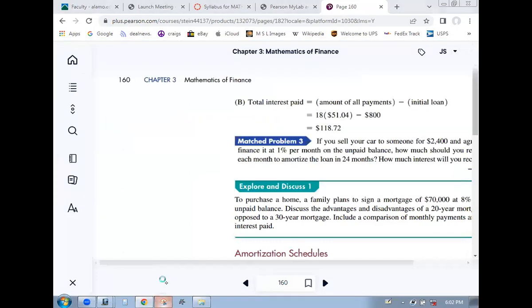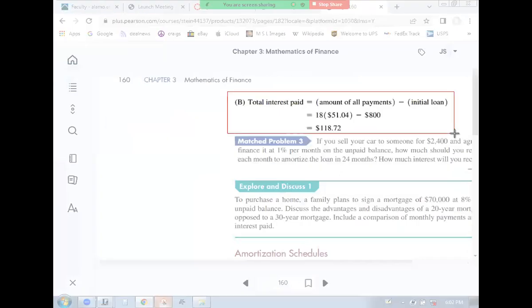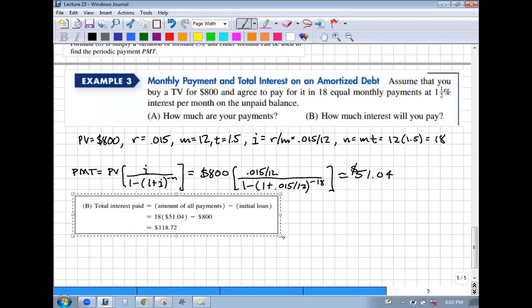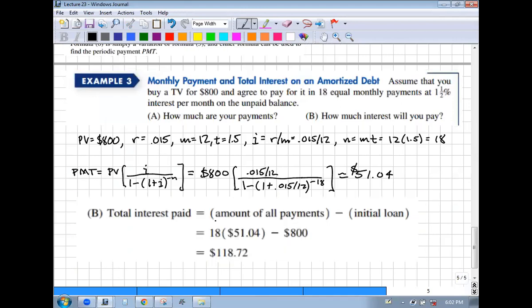So the interest is going to be a simple subtraction, right? All you have to do is take the amount of all the payments and subtract the initial loan, right? The total amount paid minus the loan, and that's going to be your interest. So we made 18 payments of $51.04 on $800. So the difference is 118 bucks. So it's that easy to get the interest. We don't have to be trying to solve for I or anything like that. Not in this example. Okay.